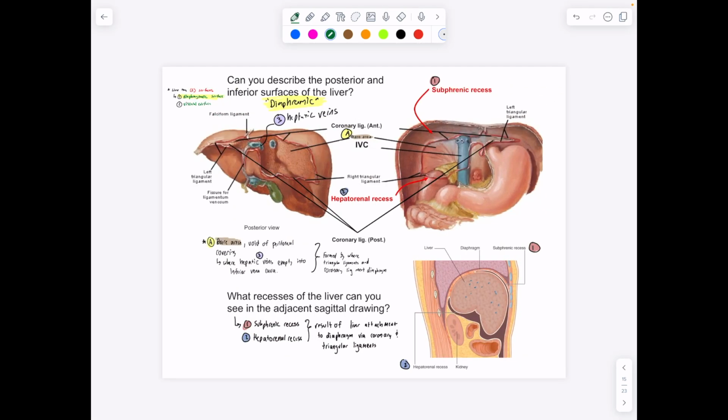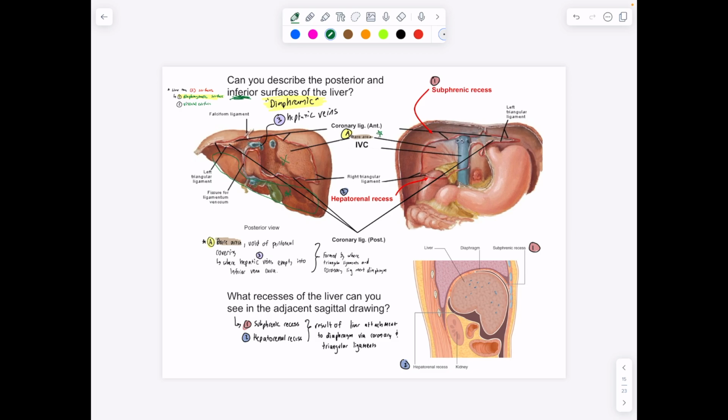Okay, so can you describe the posterior and inferior surfaces of the liver? We sure can. So we're still dealing with the diaphragmatic surface here. Inferior surface, not entirely, because we're going to start to get to the visceral surface here. This bottom part is the visceral surface. But specifically, the posterior surface right here, you can look at it and you're like, well, that looks not so smooth. And that would be the bare area of the liver.